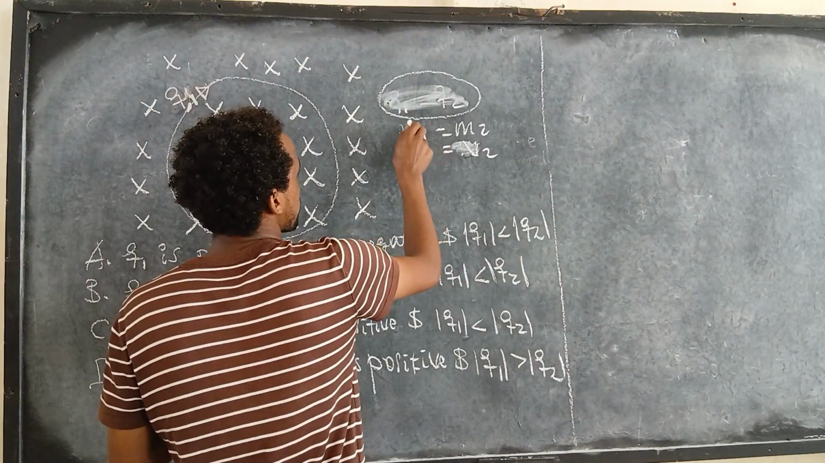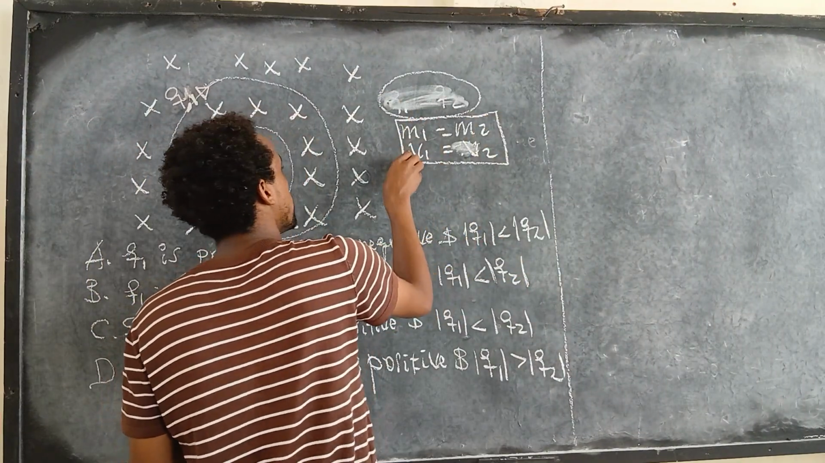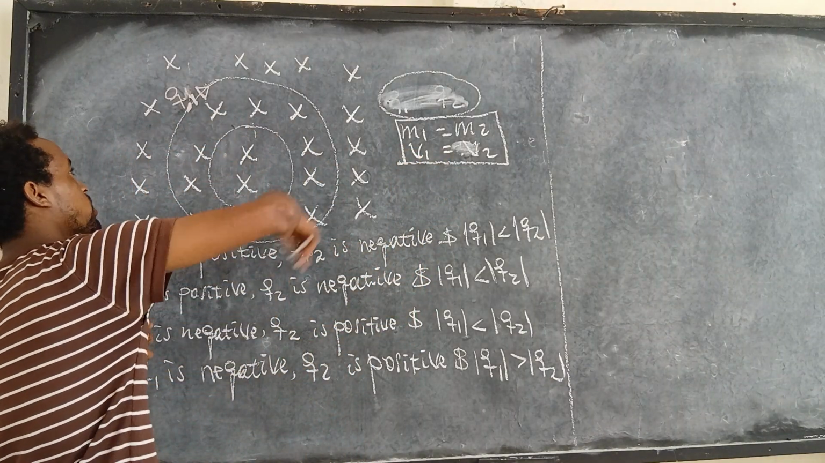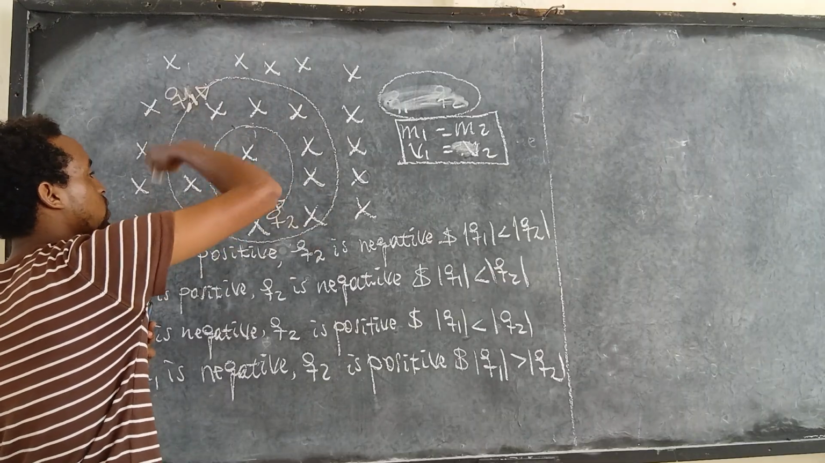The charges have the same speed and the same mass. Only these are given to us. If you remember, this charge is rotating on this path, and this one is rotating on this path.